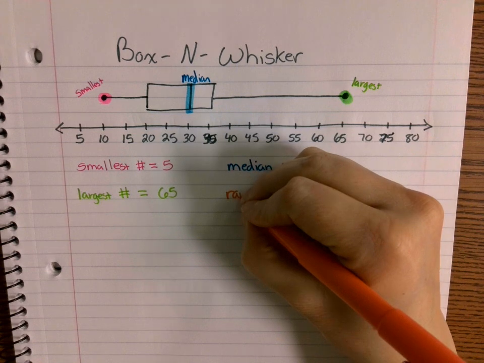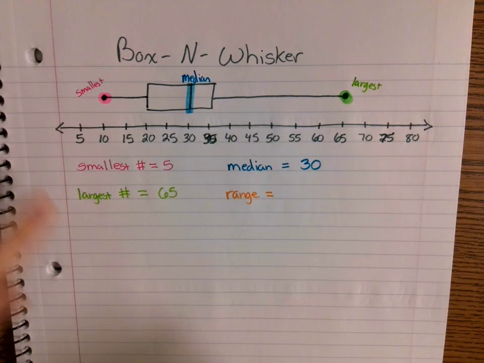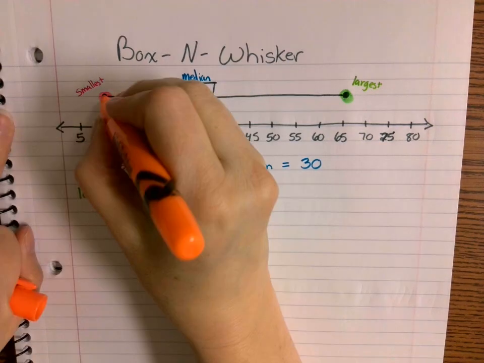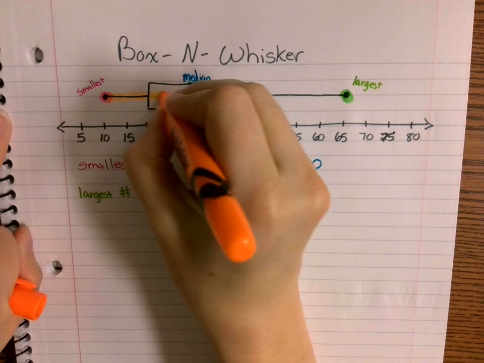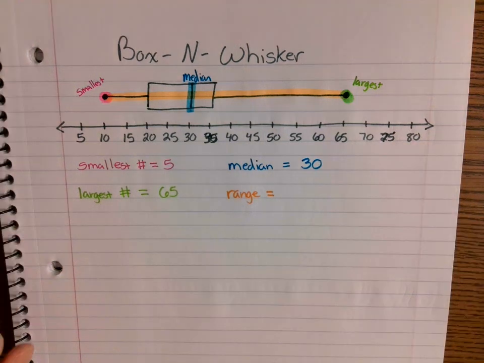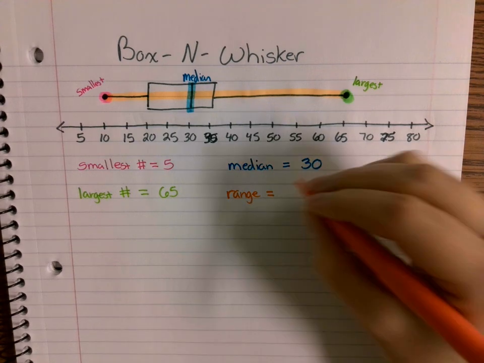Because I know what my smallest and largest numbers are, the range is how far your box and whisker plot is going to extend. So starting at your smallest and ending at your largest, I just highlighted that in orange, that's going to be the range of your data set. So what is 65 minus 10?